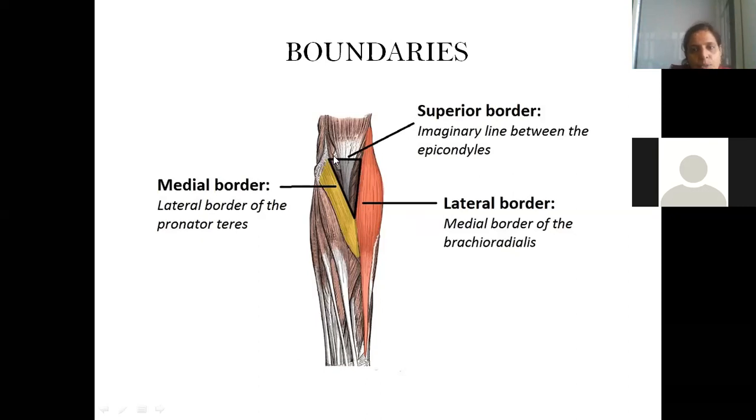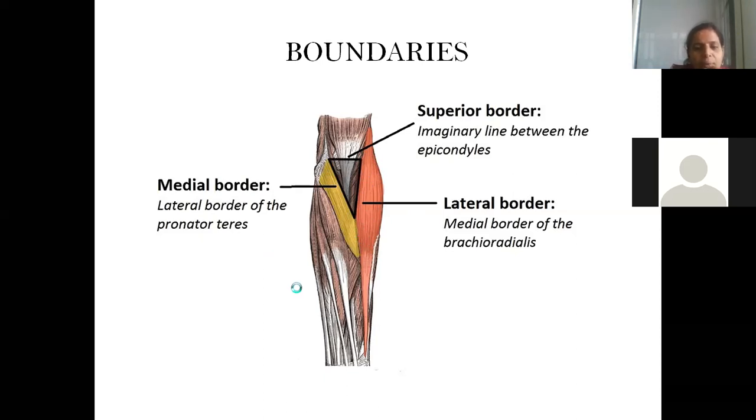The lateral border of pronator teres is seen on the medial side, and the medial border of brachioradialis is on the lateral side. The superior border is an imaginary line formed by joining the medial and lateral epicondyles of the humerus. So this is the base, and this is the apex. Medial border is pronator teres, lateral border is brachioradialis. The medial border of brachioradialis forms the lateral border, and the lateral border of pronator teres forms the medial border. The base is formed by the imaginary line joining the medial and lateral epicondyles. The apex is the meeting point of pronator teres and brachioradialis.